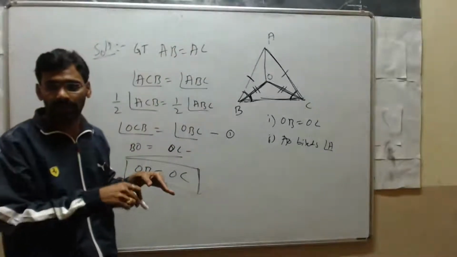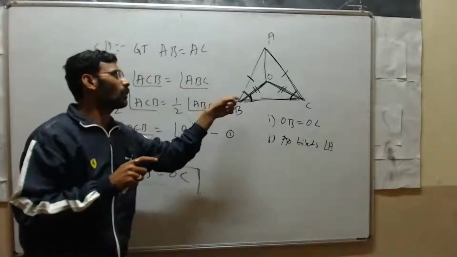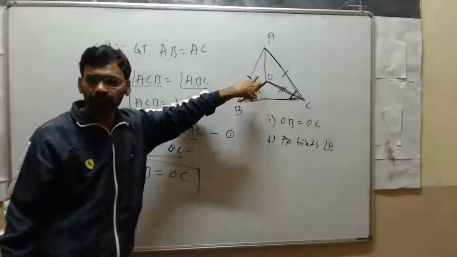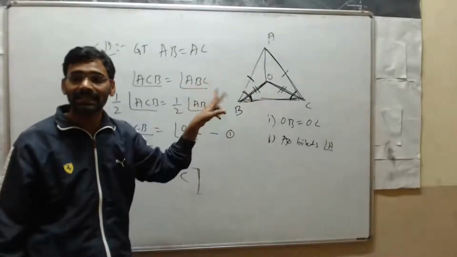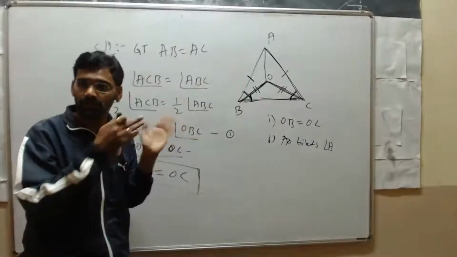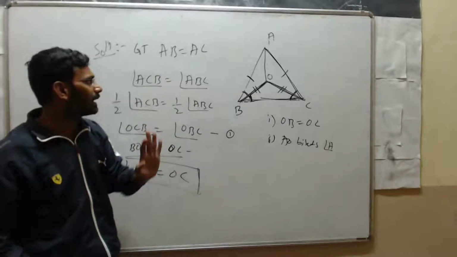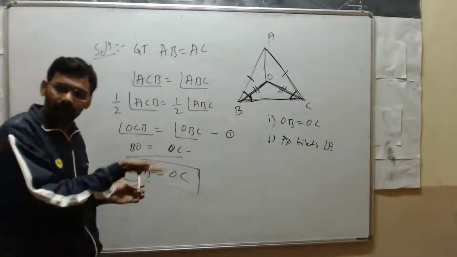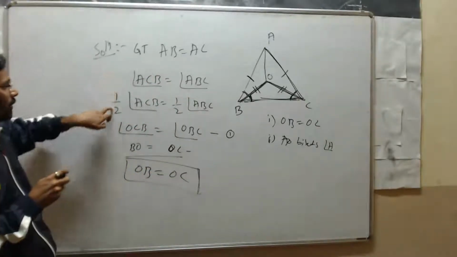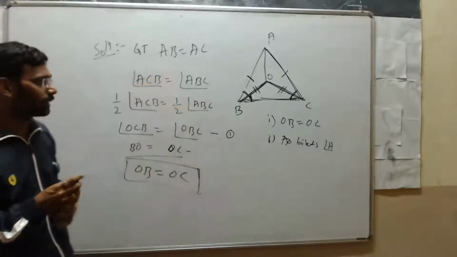So why are we taking half? Because BO is the bisector. The bisectors of angle B and angle C intersect each other at O. Since they are bisectors, we are taking half. Half of angle ACB equals half of angle ABC, because if the totals are equal, their halves are also equal.